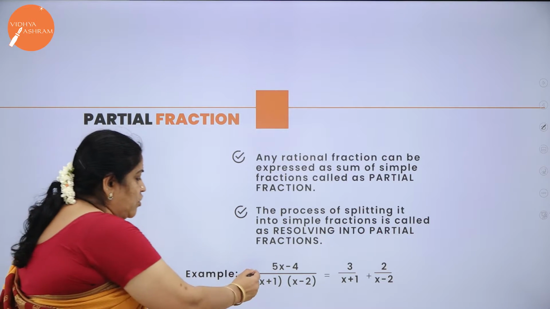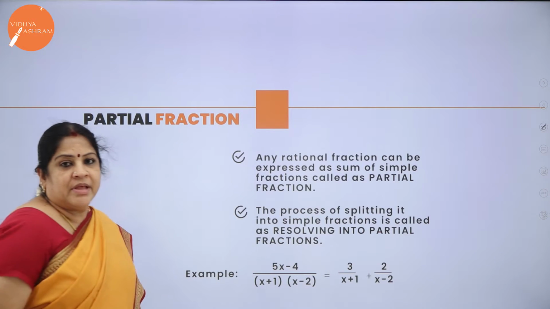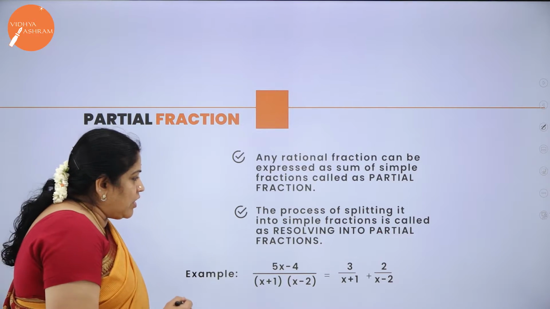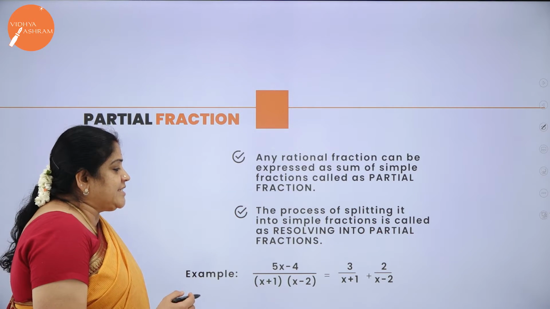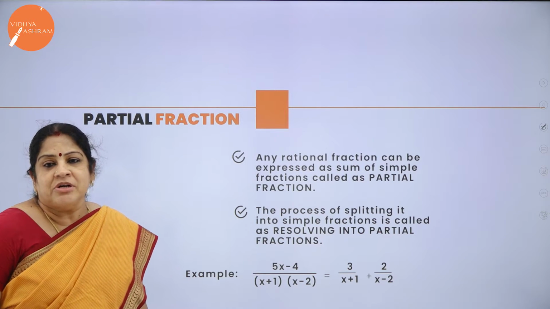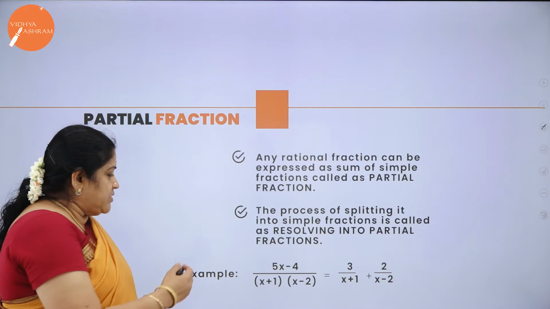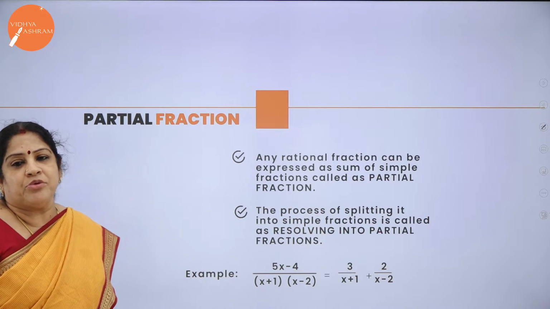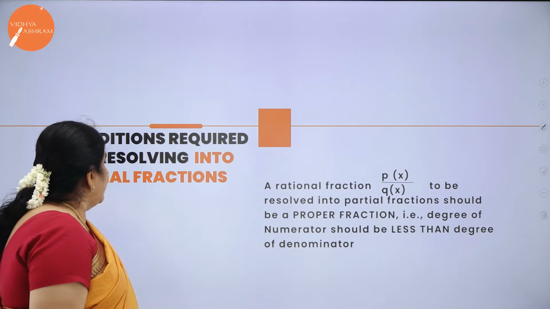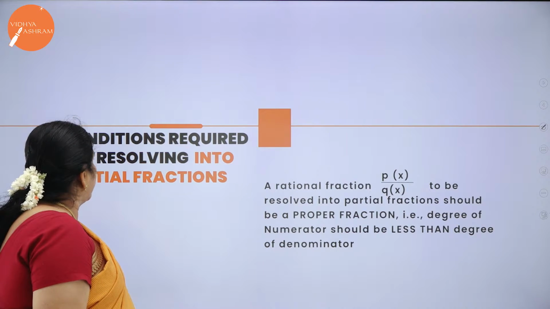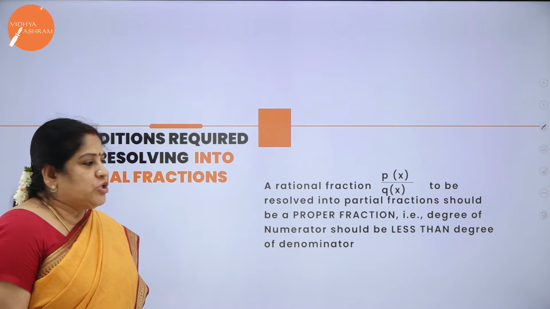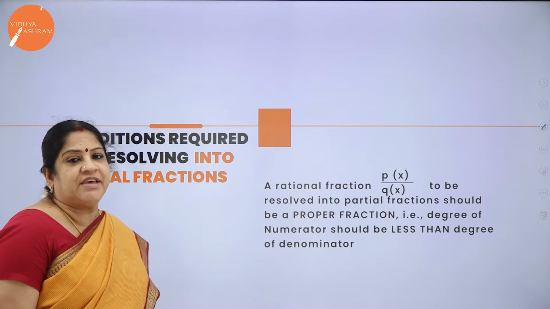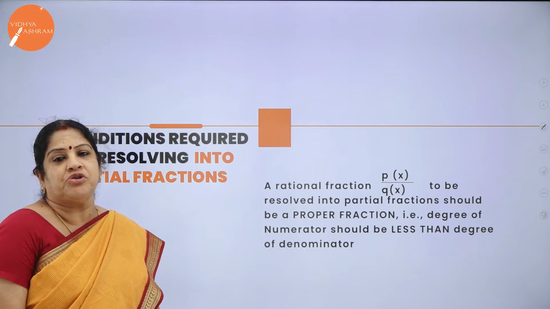These are all simple fractions. When you see, the denominator terms are the same. Now, this resolving into partial fractions calls for how you get this number 3 and number 2. So, we will solve problems to see how we do it. Next, we shall see what are the conditions required for resolving it into partial fractions.